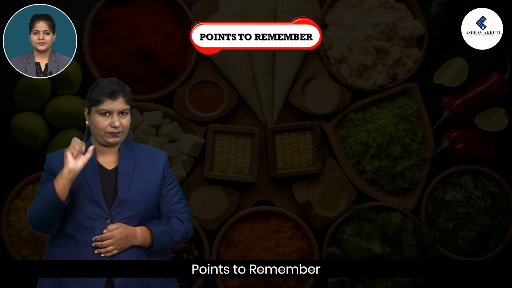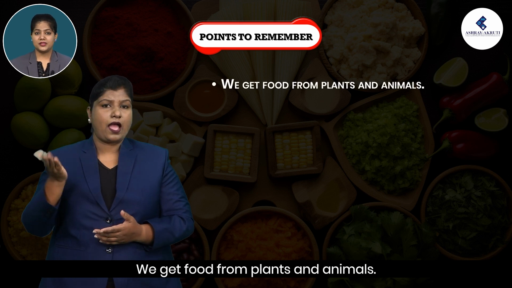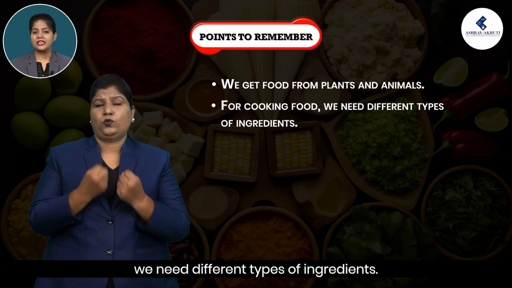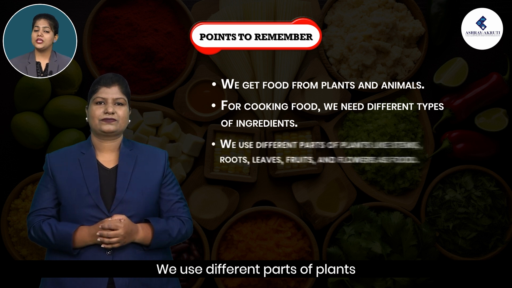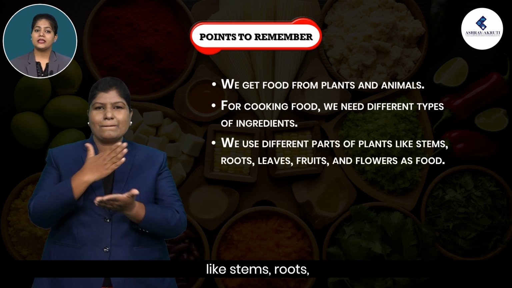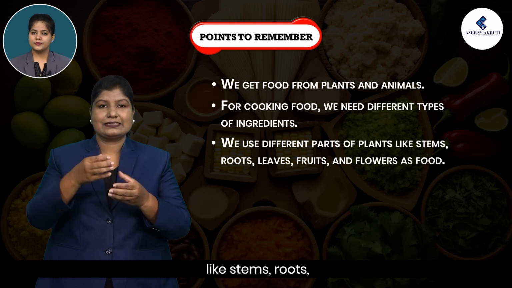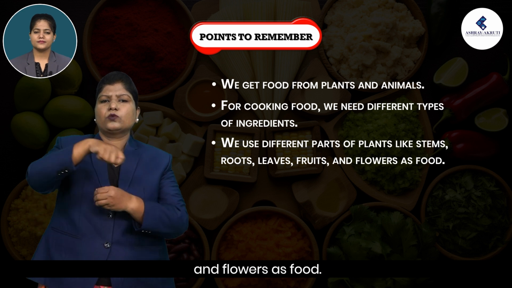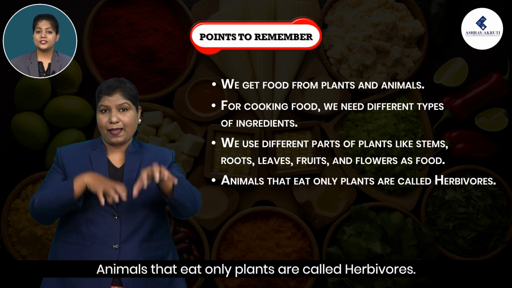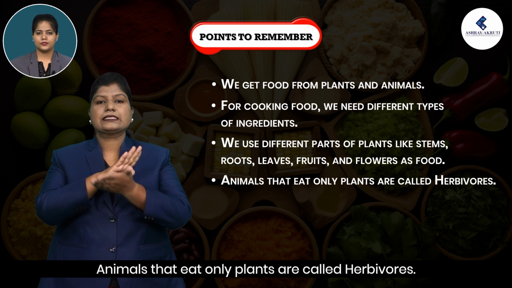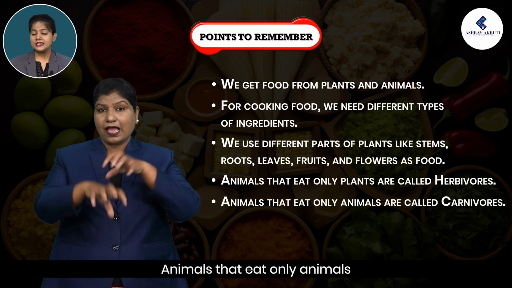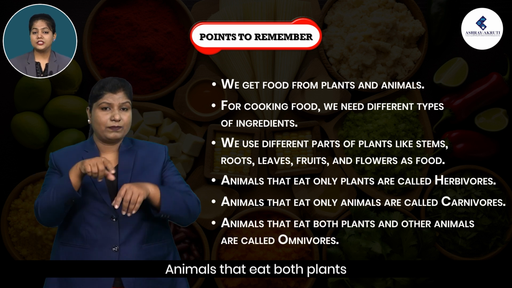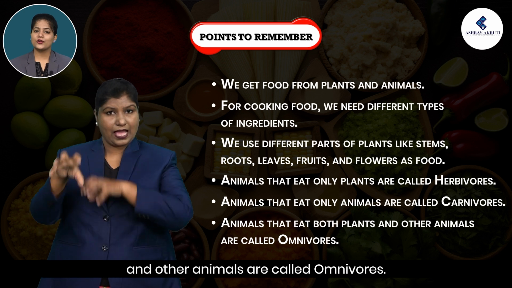Points to remember: we get food from plants and animals. For cooking food, we need different types of ingredients. We use different parts of plants like stems, roots, leaves, fruits, and flowers as food. Animals that eat only plants are called herbivores. Animals that eat only animals are called carnivores. Animals that eat both plants and other animals are called omnivores.